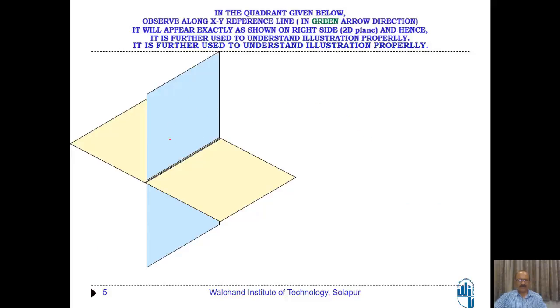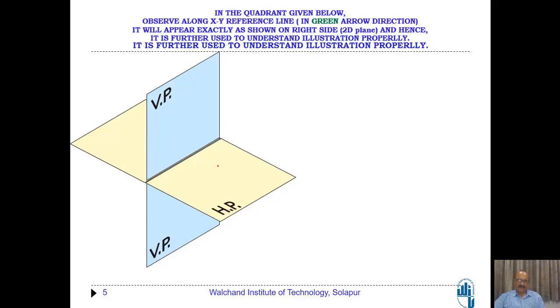Now we are going to consider four quadrants. The first quadrant has a 90-degree angle, the second quadrant has a 90-degree angle, the third quadrant has a 90-degree angle, and the fourth also has a 90-degree angle. We represent this one as the vertical reference plane, and this as the horizontal reference plane. For the first quadrant, we consider it as above the horizontal reference plane and in front of the vertical plane.